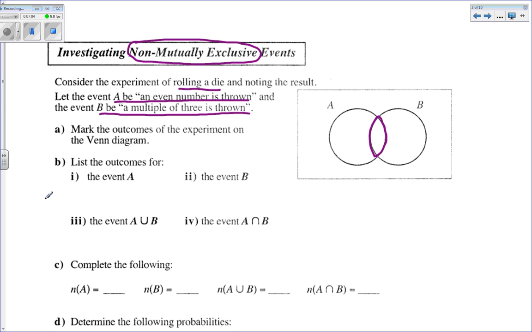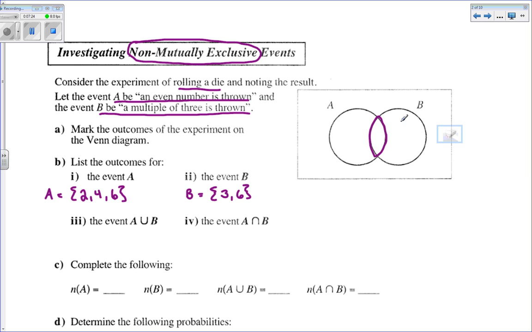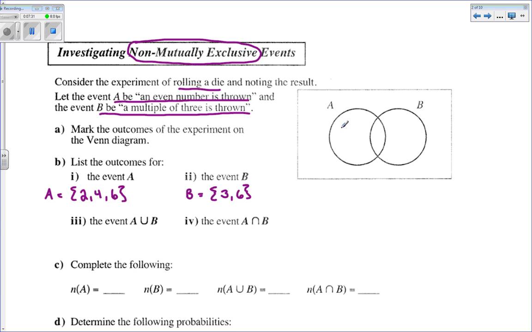So event A is an even number, so that's 2, 4, and 6. Event B is a multiple of 3, so that's 3, which is 1 times 3, and 6, which is 2 times 3. So we can see they have one outcome in common. Okay. And we'll use that to fill in our Venn diagram here. So we have 2, 4, and 6 in A, and we have 3 and 6 in B.